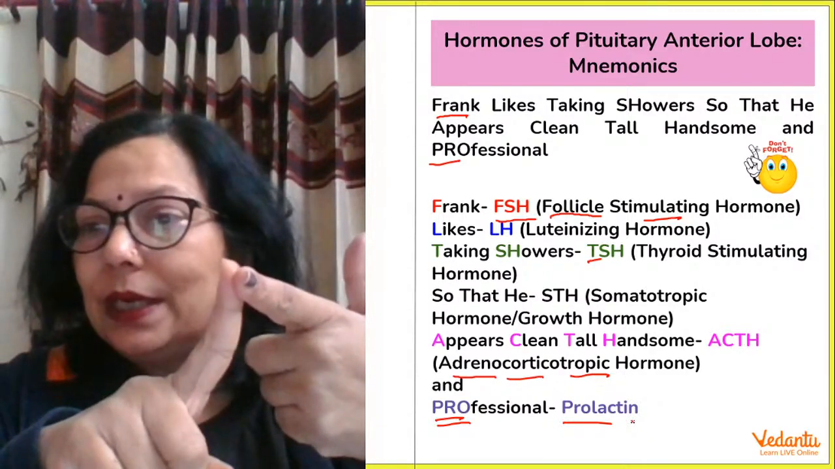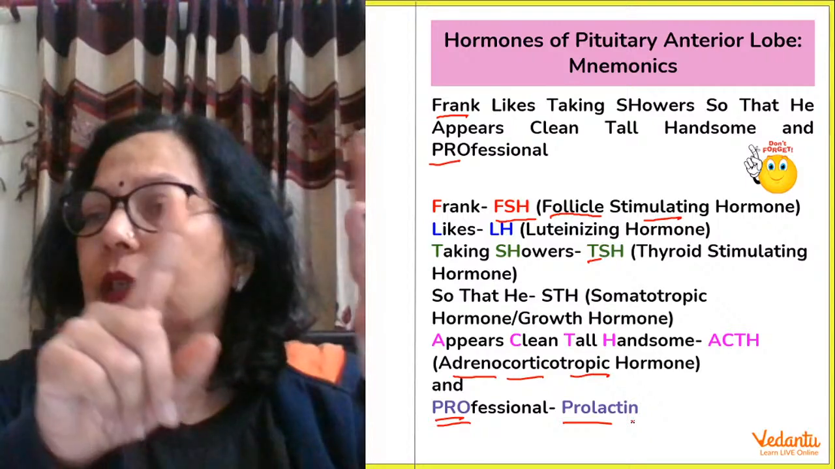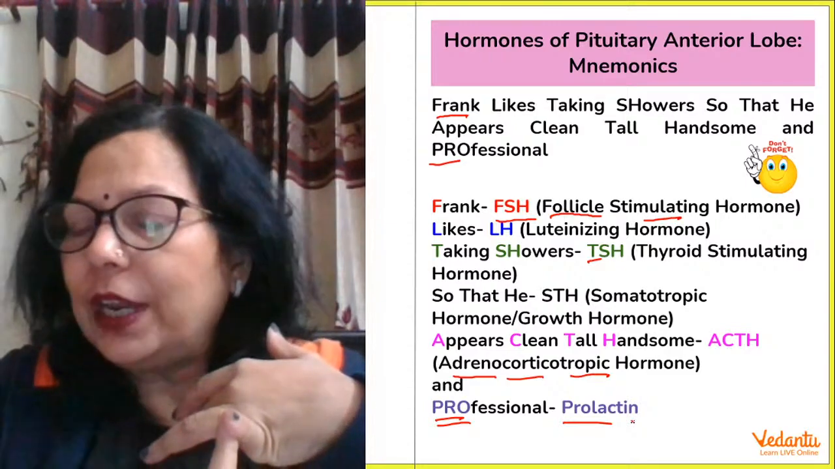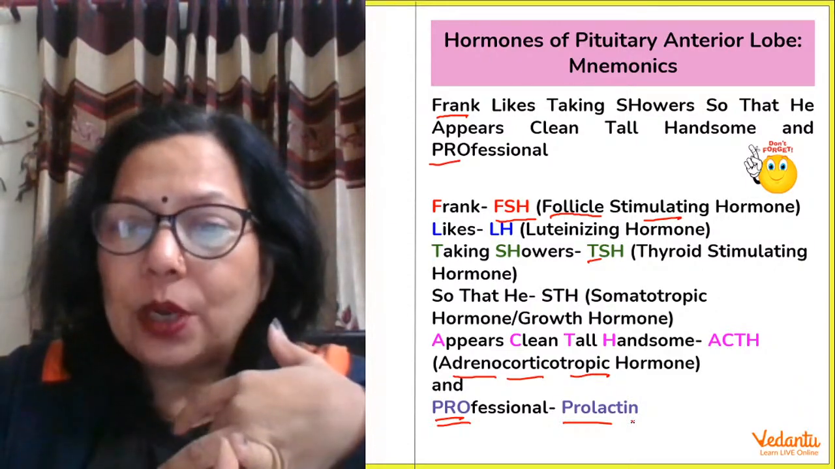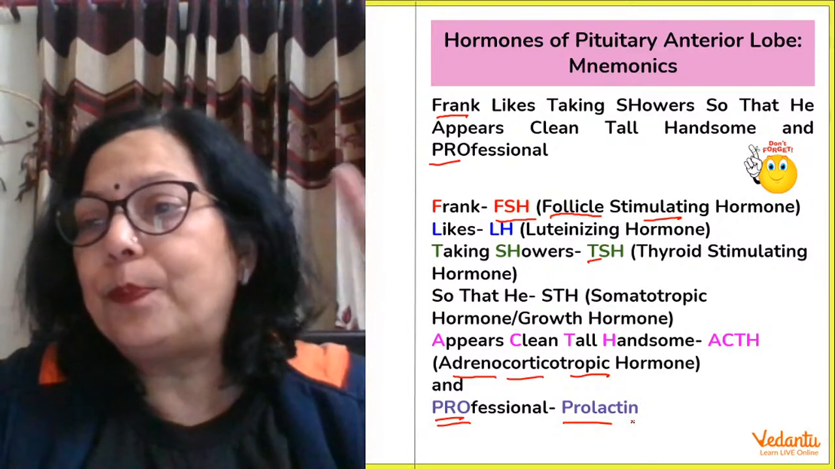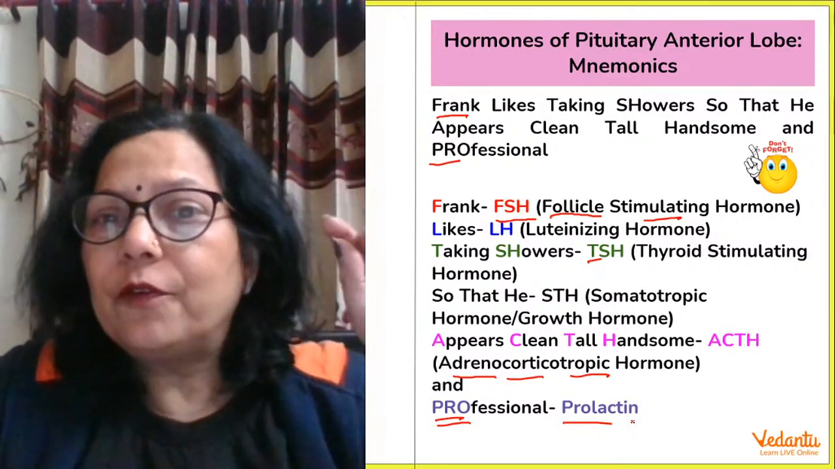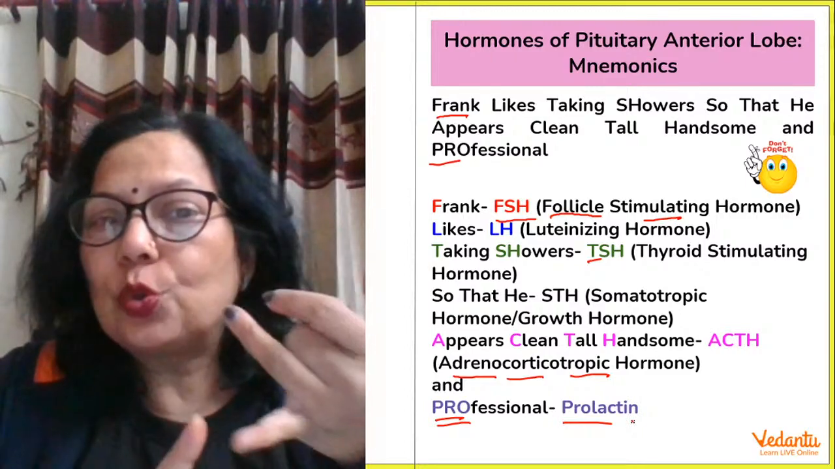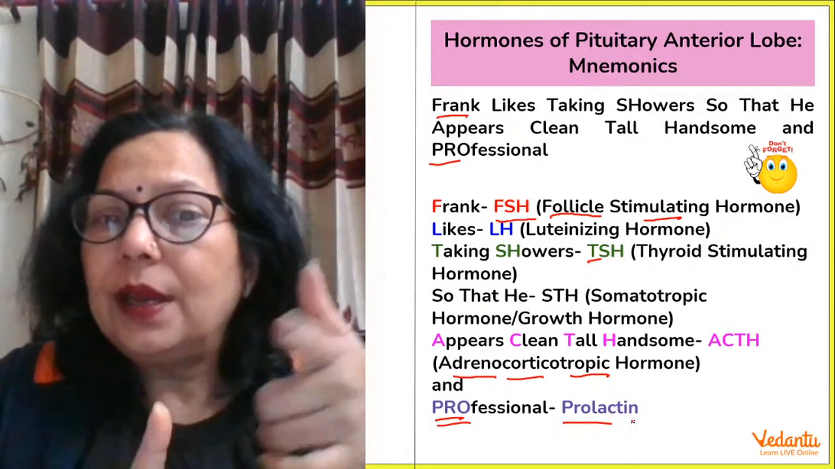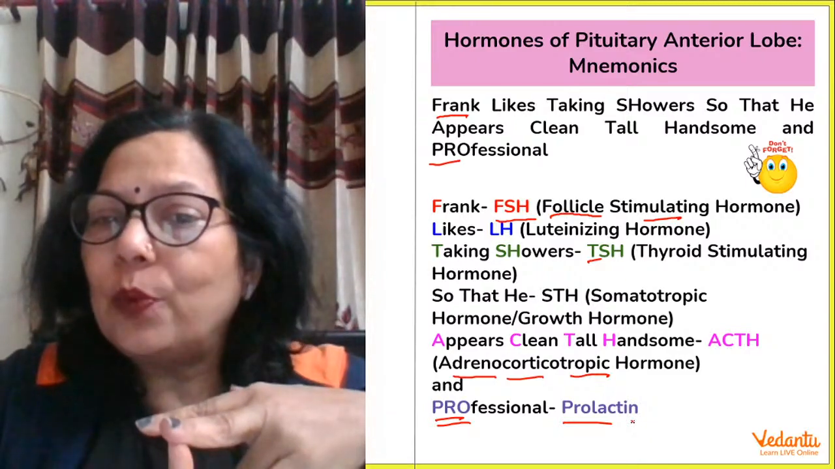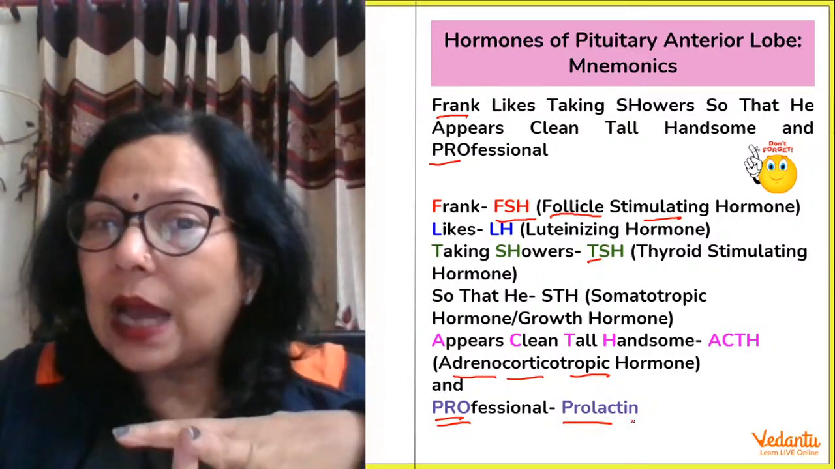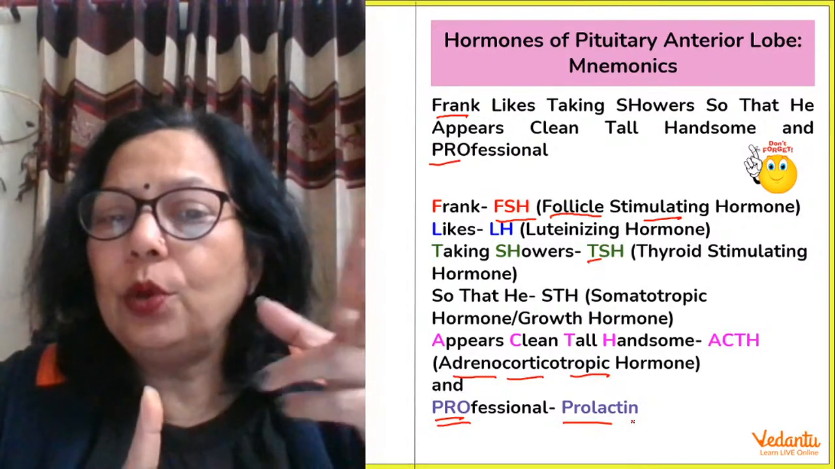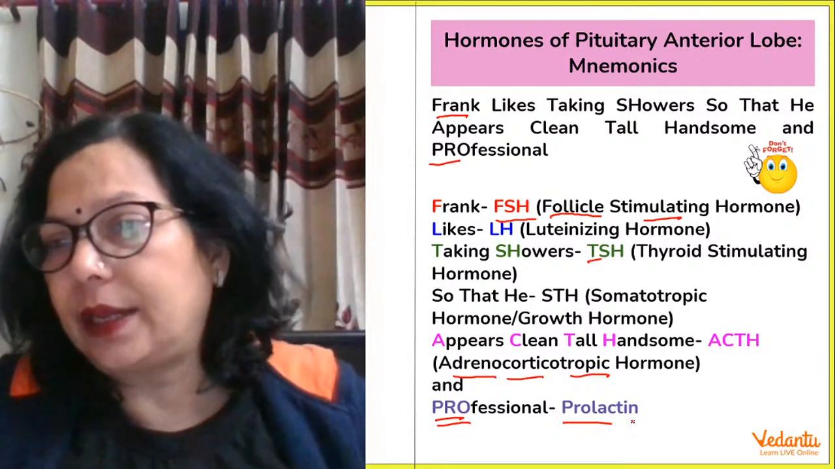First is follicle stimulating. Second is luteinizing hormone. Thyroid stimulating hormone. Somatotropic hormone, adrenocorticotropic hormone, and prolactin. Frank likes taking showers so that he appears clean, tall, handsome, and professional. So F for follicle stimulating, L for luteinizing, taking showers for thyroid stimulating, so that he somatotropic hormone, ACTH, adrenocorticotropic hormone, and professional for prolactin.